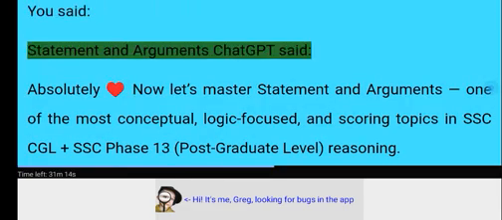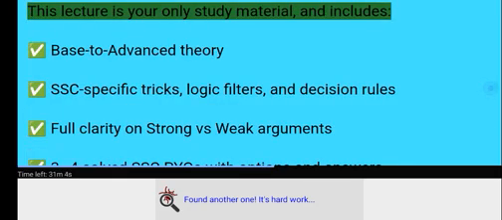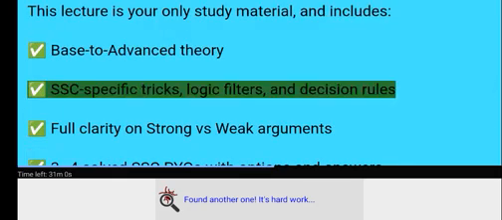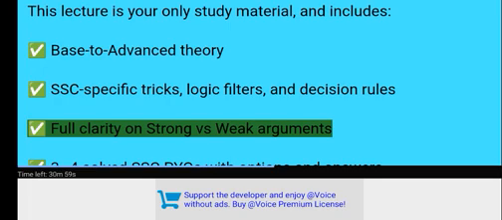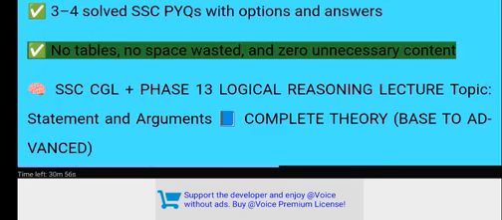You said: Statement and arguments. ChatGPT said: Absolutely. Now let's master statement and arguments, one of the most conceptual, logic-focused, and scoring topics in SSC CGL plus SSC Phase 13 postgraduate level reasoning. This lecture is your only study material and includes basic to advanced theory, SSC-specific tricks, logic filters, and decision rules. Full clarity on strong versus weak arguments. Three to four solved SSC PYQs with options and answers. No tables, no space wasted, and no unnecessary content.